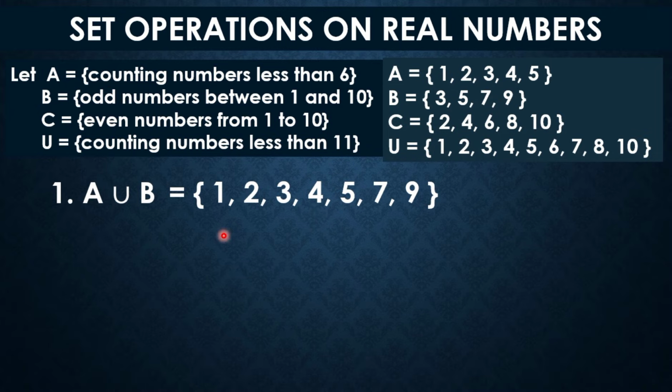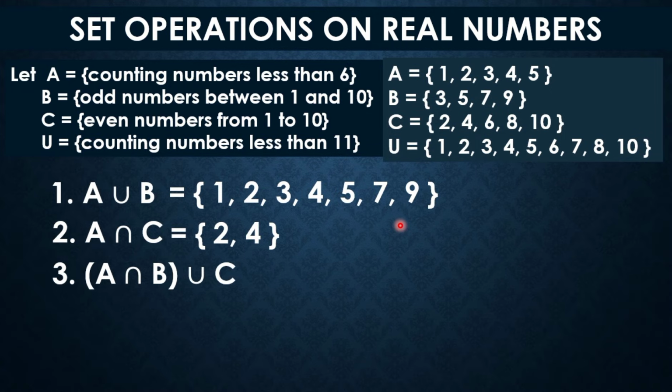Okay? So, next, let's have number 2. A intersection C. So, pag sinabi nating intersection, we will just get the common elements, yung pareho. So, ang elements ni A ay 1, 2, 3, 4, 5. Ang elements ni C naman ay 2, 4, 6, 8, 10. So, the question is, what is the intersection? Anong meron sa A na meron sa C? So, tingnan mabuti. Meron siyang 2. Pareho silang may 4. Meron pa ba? Wala na po. So, the answer is 2, 4.